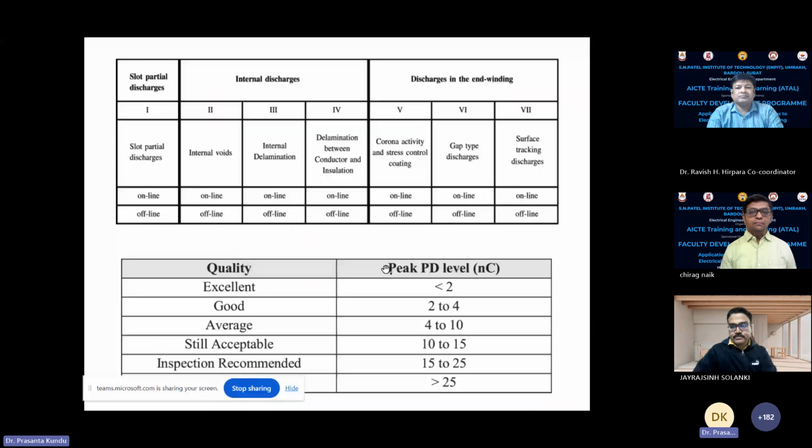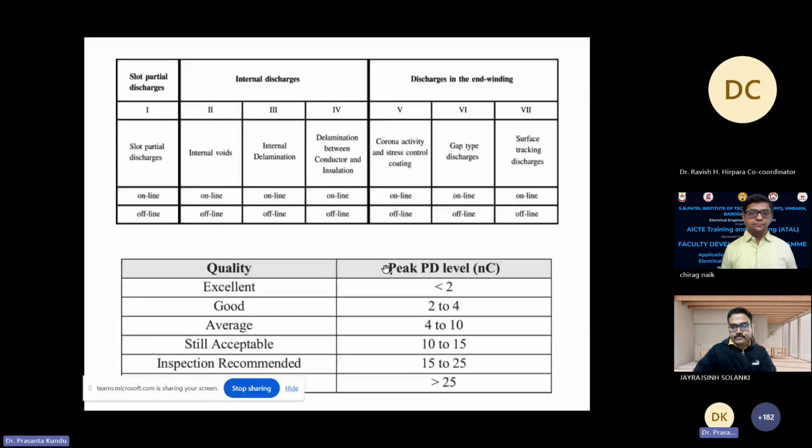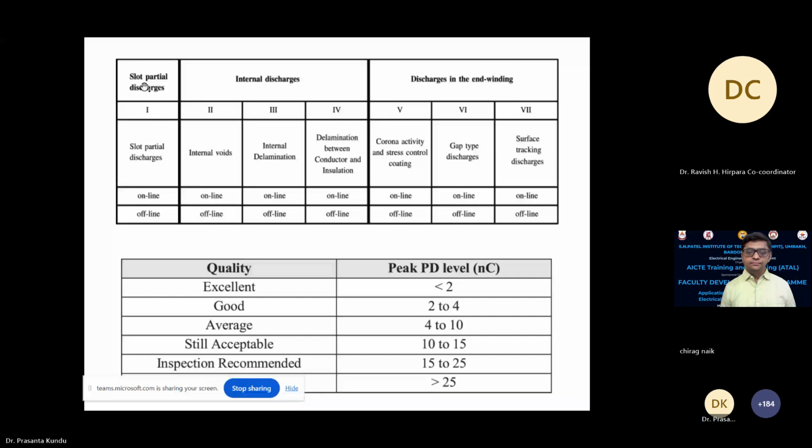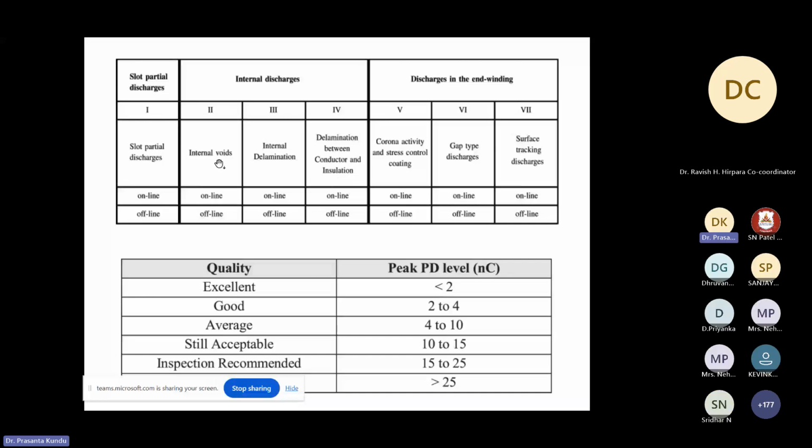So different discharges have been classified in rotating machines. It can be slot partial discharges, and the measurement can be done both online and offline. Then internal discharges, internal faults, internal delaminations, which are because of temperature differences, delamination in the insulation itself and delamination between the conductor and insulation. This void is naturally there because of a manufacturing defect, so it will come initially, but the delamination of the insulation, because it is made of tape, can also create discharges.